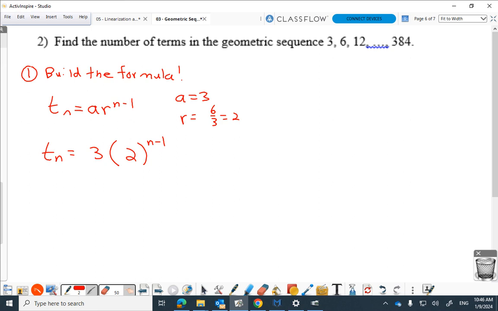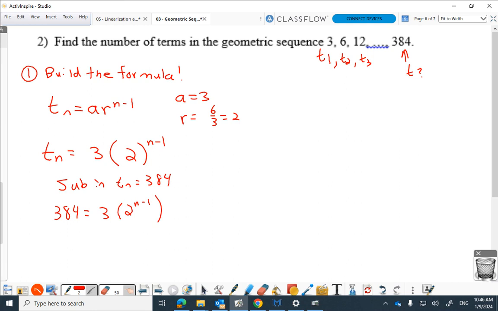So this is term 1. This is term 2. This is term 3. And this is term question mark. Maybe you already know what it's going to be. What term is that? Well, to do that, I sub in 384. I just sub in the 384 over there and go, I just got to solve this equation.